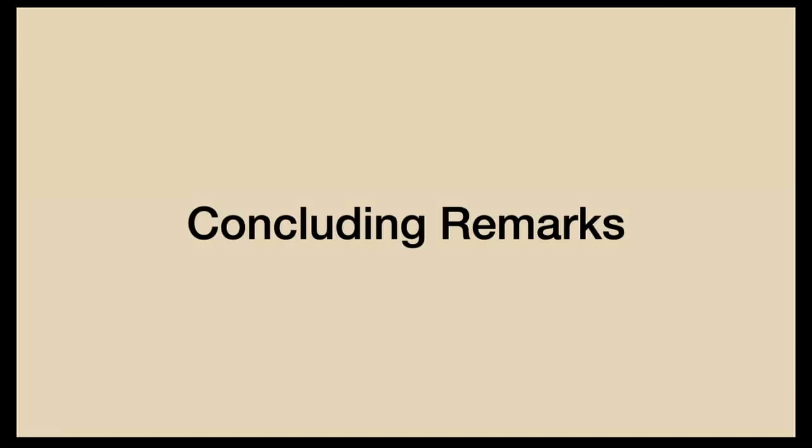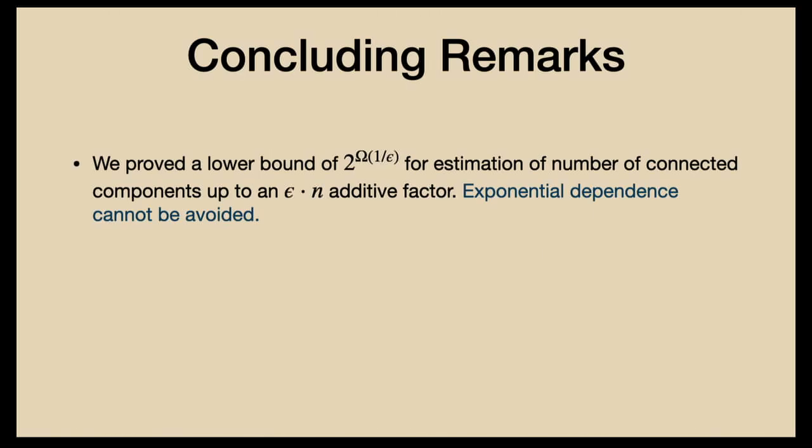I just want to conclude now. So we proved the lower bound of 2 raised to omega of 1 over epsilon for estimating the number of connected components up to some epsilon additive factor, right? And we showed that this exponential dependence on epsilon in random order streams, you can't actually avoid it, it's inherent.